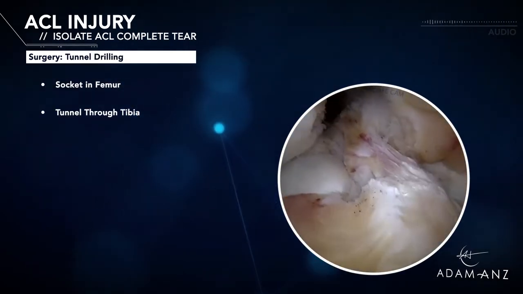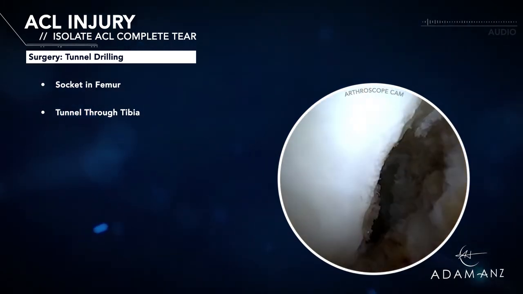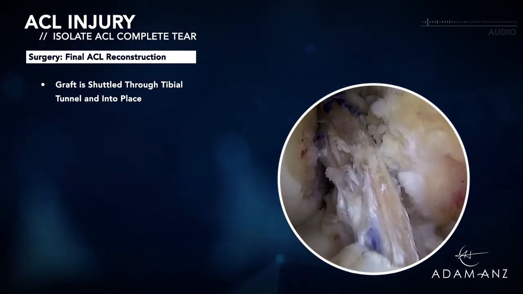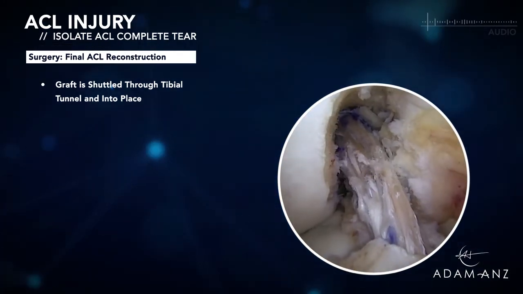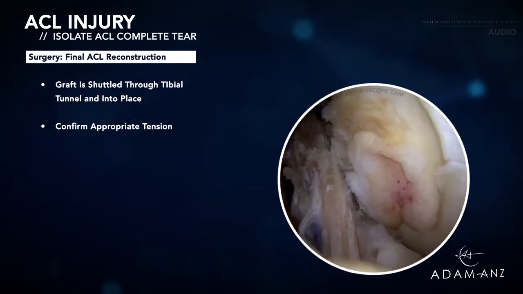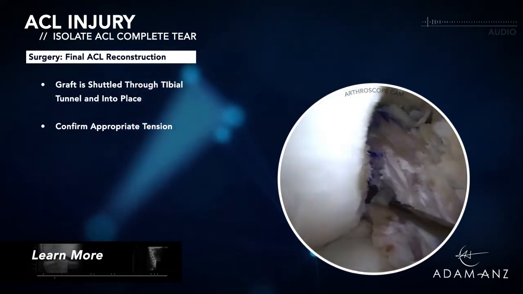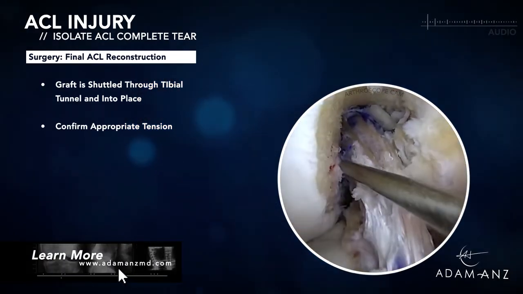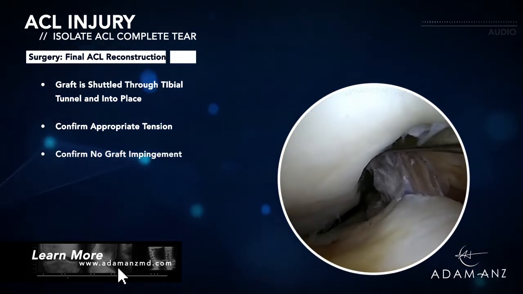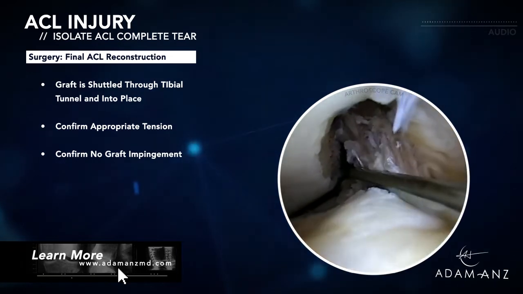For the ACL reconstruction, we create a socket in the femur and then a tibial tunnel, or a tunnel across the tibia. We then shuttle the graft through the tibia, and the patellar plug of our graft goes into the femoral socket, and then we check our tension and we confirm that we have full extension without graft impingement. So we first start by critiquing and perfecting our tension, and then making sure that we have no impingement of the graft at the top of the intercondylar notch.